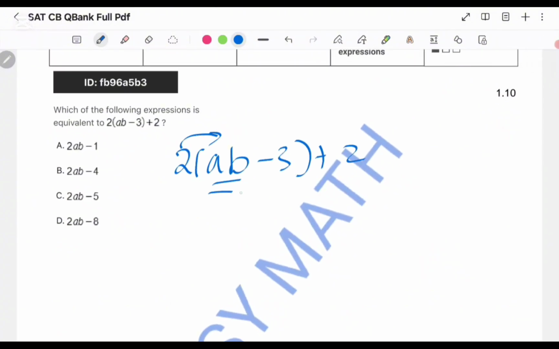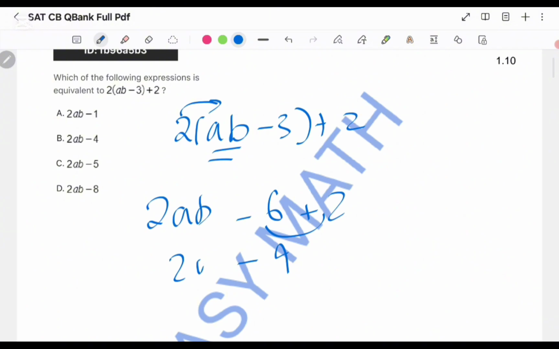So 2 times ab is going to be 2ab. And then 2 times negative 3 is negative 6, plus 2. Negative 6 plus 2 is going to be negative 4. So 2ab minus 4 is going to be your answer.